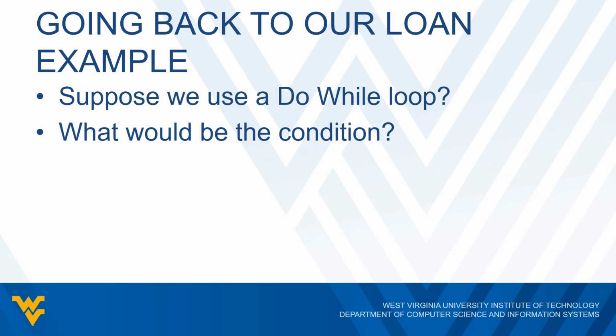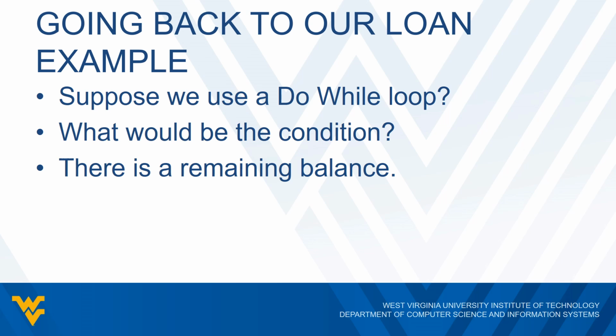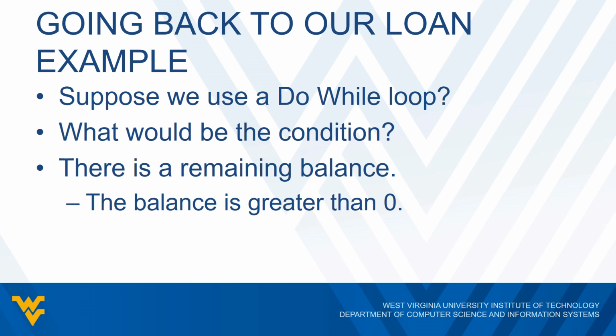What must be true in order to execute the body of our loop? Well, if we're going to execute the body of the loop, that means we're paying back the loan. And that means there has to be some remaining balance. We still have to owe some money. And that means that our condition should be that the balance is greater than 0. As long as we still owe money, we need to make a payment to pay off that loan.